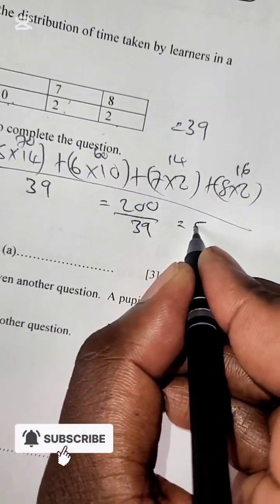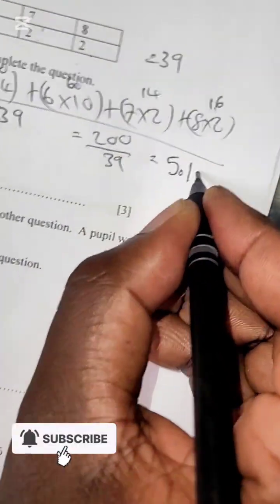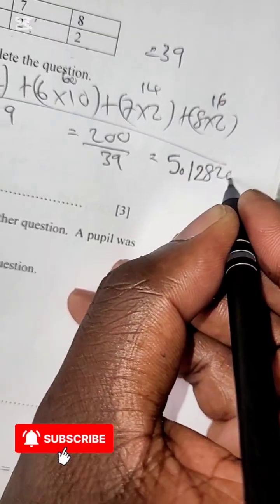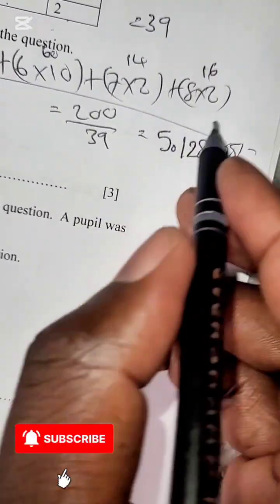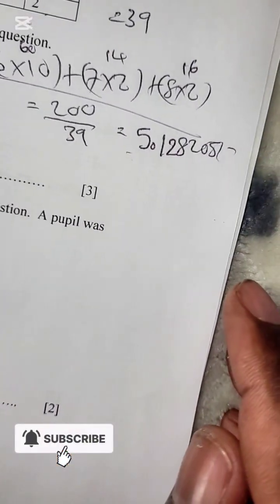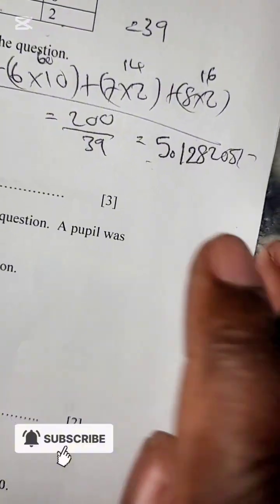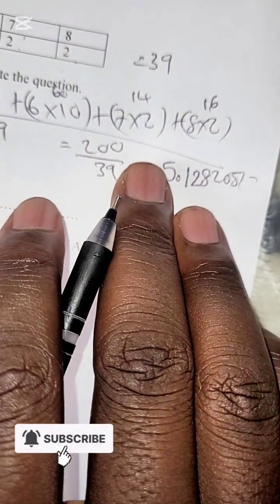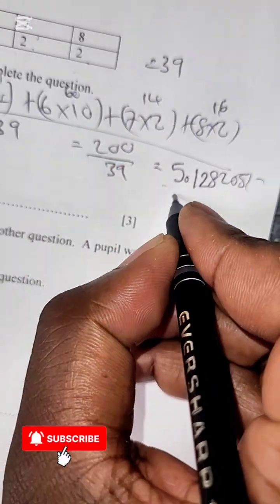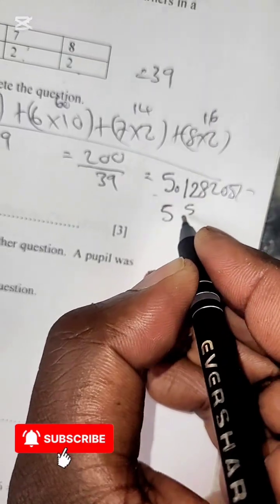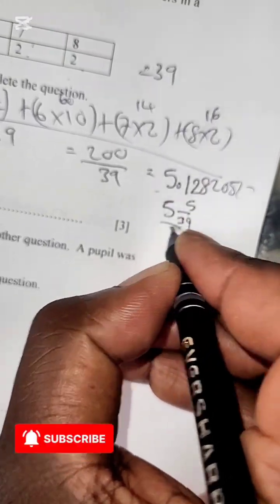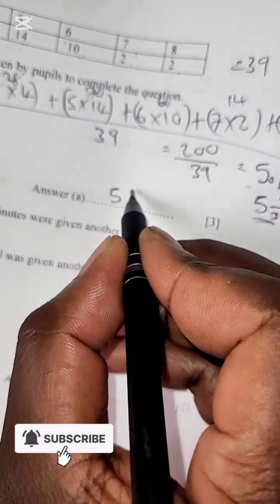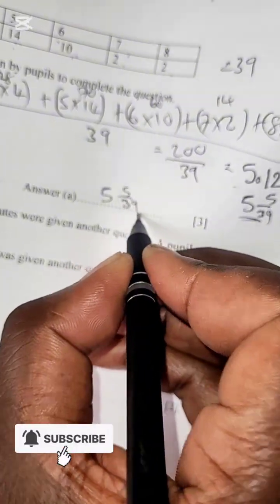By 39. So we're going to get 5.12825051. Then that will be our answer. Or we can leave it as a fraction, which is 5 and 5 over 39. So it's 5 and 5 over 39.